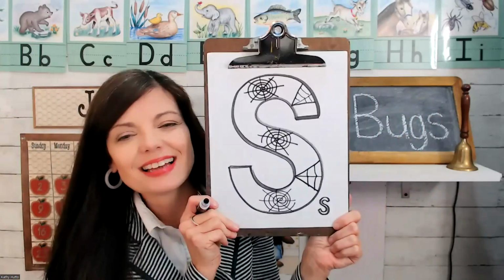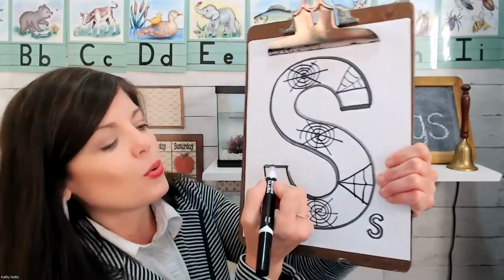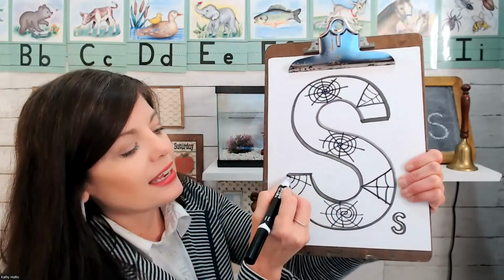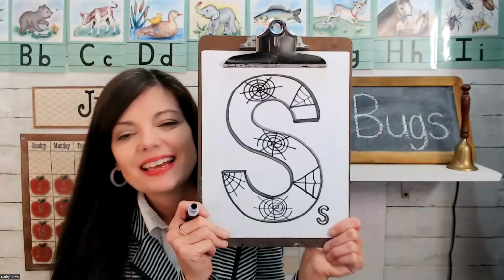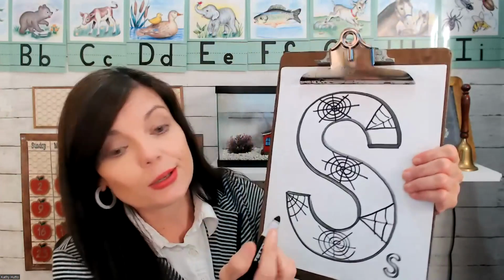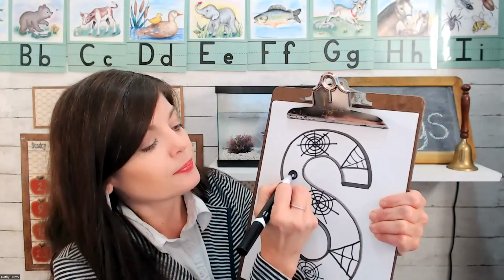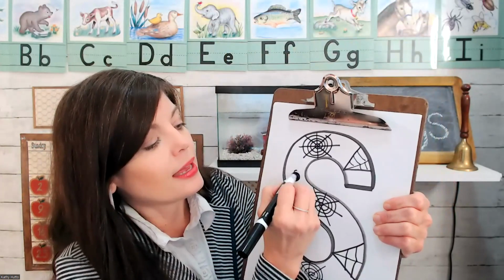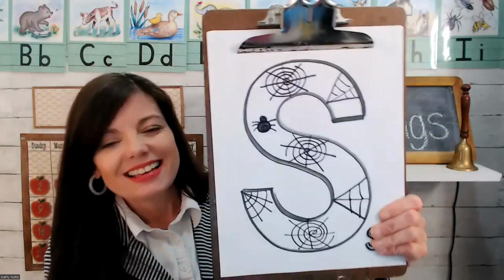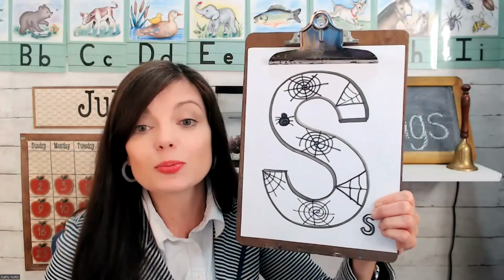So take a look. Our S is filled with spiders' webs. Let's make another one right here in the corner. Just curve, curve, curve, and then line, line, line. Since we have all these spiders' webs, maybe we need to also draw a spider. What do you think? All right, let's make a big dot right here. And a smaller dot right here. And let's put some legs on there. So have fun and decorate your letter with spiders' webs or spiders.